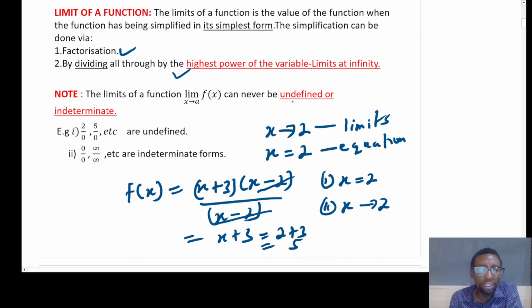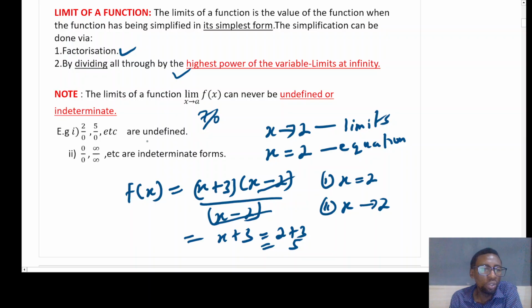What do we mean by undefined? Undefined is when your denominator is 0. E.g., if I have 2 over 0, that's undefined. If I have 5 over 0, that's undefined. If I have 7 over 0, that's undefined. So anytime you substitute the value of x into the function and it gives you the denominator as 0, it's giving undefined, then you know that you have to simplify first before substituting.